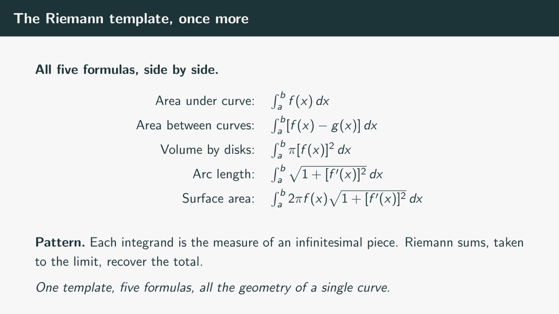The only new ingredient in this episode was the arc-length element ds equals the square root of 1 plus f prime squared times dx, born from Pythagoras on the infinitesimal triangle. Once you have ds, the surface area formula is just the integral of 2 pi f of x times ds, circumference times slant width, integrated. That's the unifying lesson of this whole arc of the series, from episode 9 on. Different geometric questions, same integration template, different infinitesimal pieces.